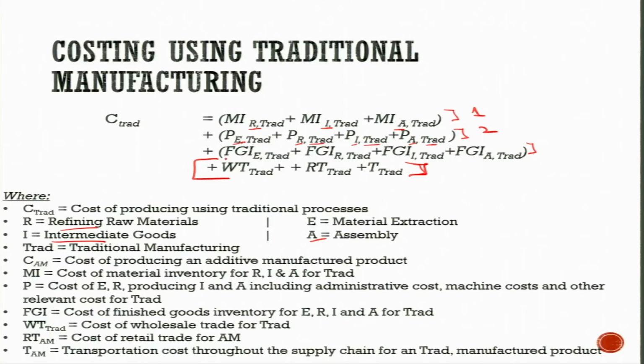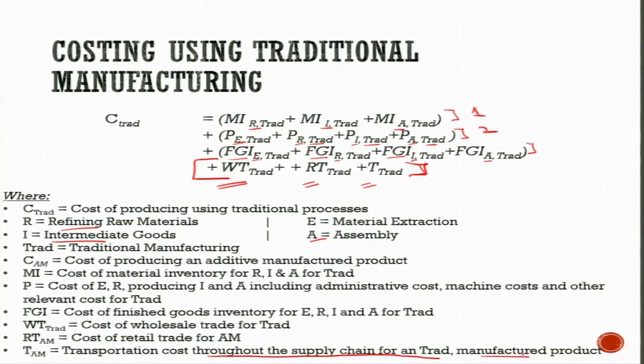Third comes the finished good inventory: the cost in extraction for the finished good inventory, the finished good inventory cost for the refining, for the intermediate goods, and for the assembly. In addition to it, we have the wholesalers, which includes the cost of the wholesale trade, the cost of the retail trade and the cost of the transportation, which includes the transportation throughout the supply chain for traditionally manufactured products.